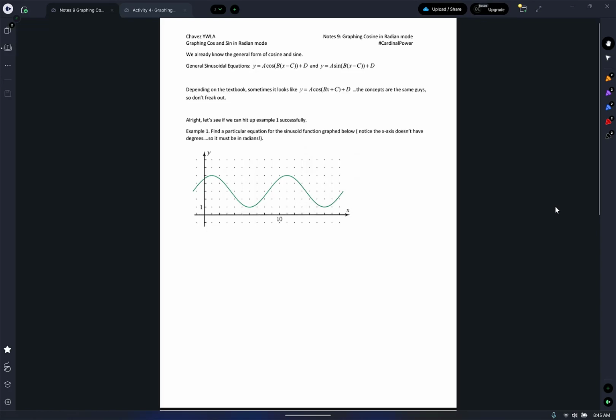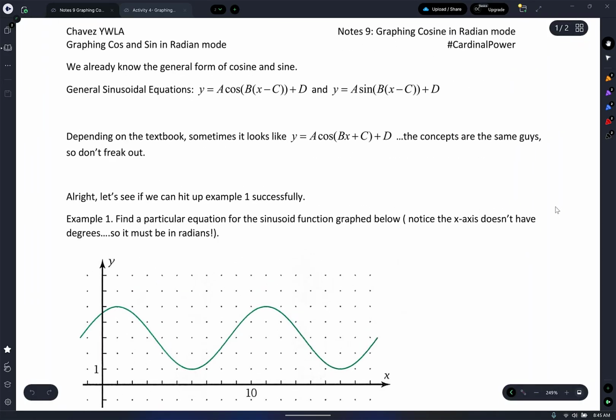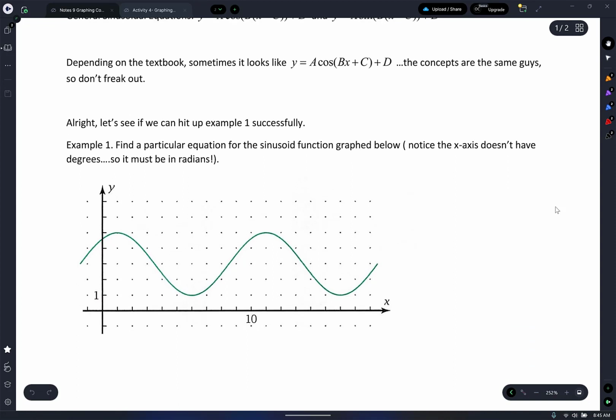All right, notes 9. Does everyone have a calculator? Notice that we are now in radian mode. Chubb, how do you know it's radian? Because this is not a degree. If it doesn't have a degree symbol, it's a radian.